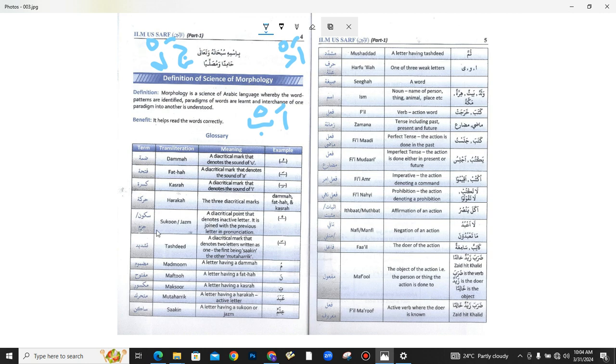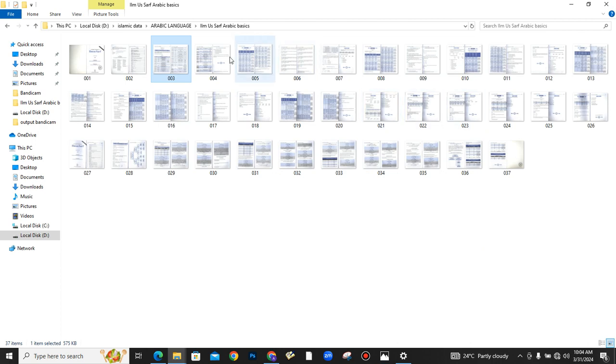Okay, so Sukun or Jazm, I think their concept has now become clear. Okay, let's get to the other thing. Tashdeed happens to be like this. Okay, let me make it clear to you.